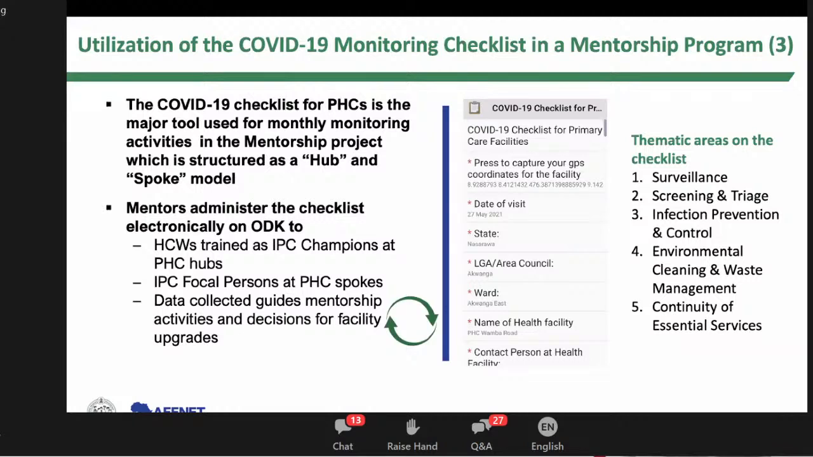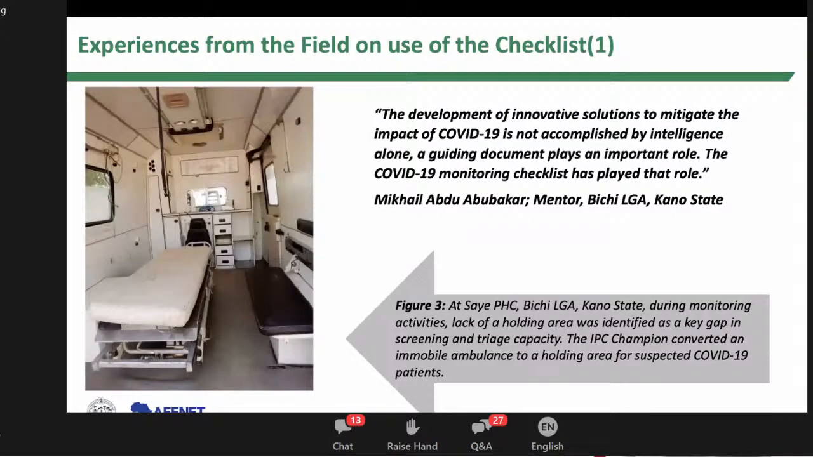The mentors administer the checklist electronically on ODK to the healthcare workers who were trained as IPC champions at the PHC hubs, and then the IPC focal persons at the PHC spokes. The data were collected and guide mentorship activities and decisions on facility upgrades. The thematic areas on the checklist, as mentioned, are surveillance, screening, triage, IPC, environmental cleaning and waste management, and continuum of essential PHC services.